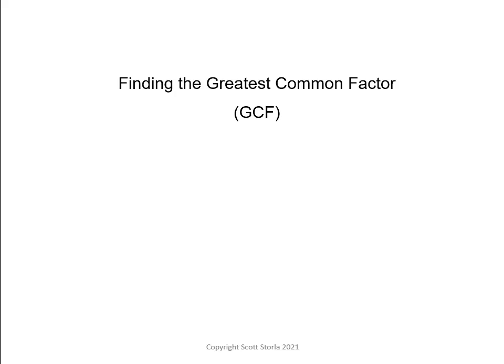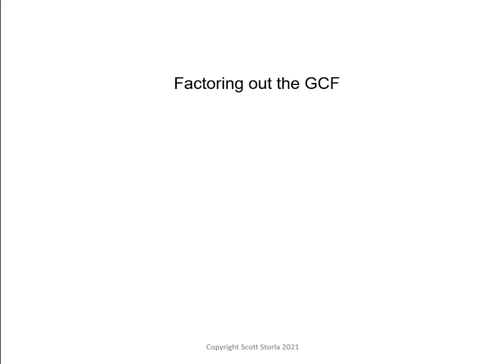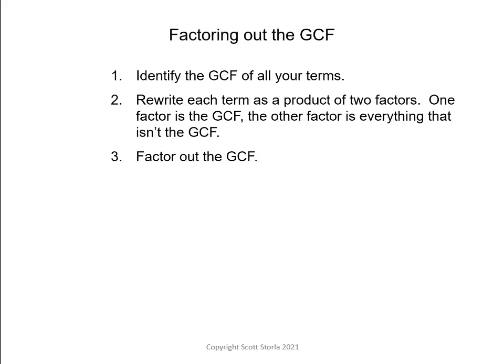Once you can find the greatest common factor, then we concentrate on factoring it out. Here's the steps. You identify the GCF, then either in your mind or on paper you rewrite each term as a product of 2 factors. One of the factors is the GCF, and the other factor is everything that isn't the GCF. And then we factor out the GCF.